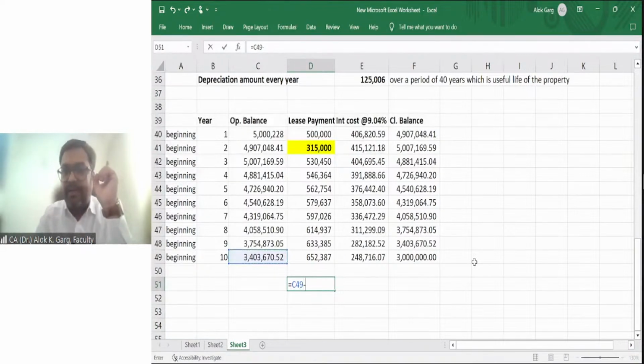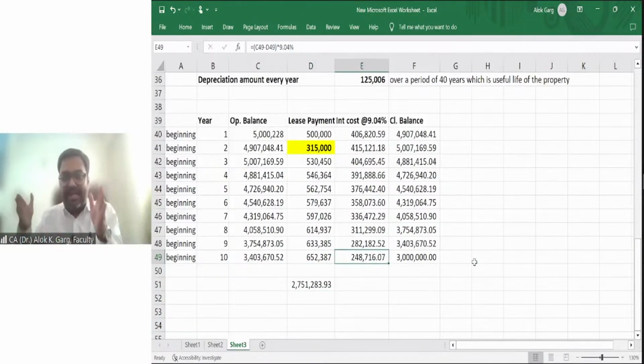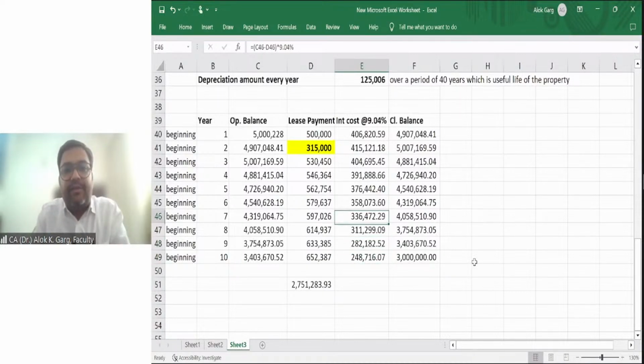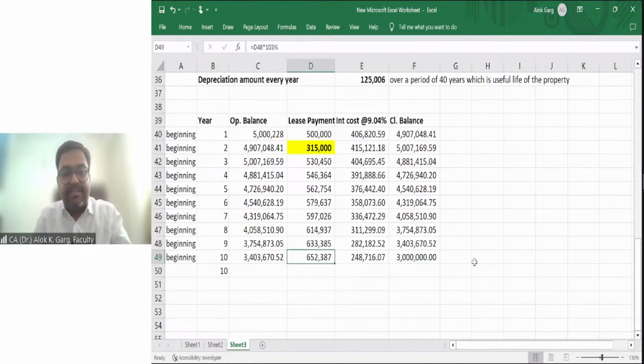I have paid 6 lakh 52,000, so my closing balance should only be 2751. But since I am paying 30 lakh at the end of the 10th year, that is why this 248 of interest cost is also there. So my closing balance at the end of year 10 is 30 lakh, and I will pay this 30 lakh here only.